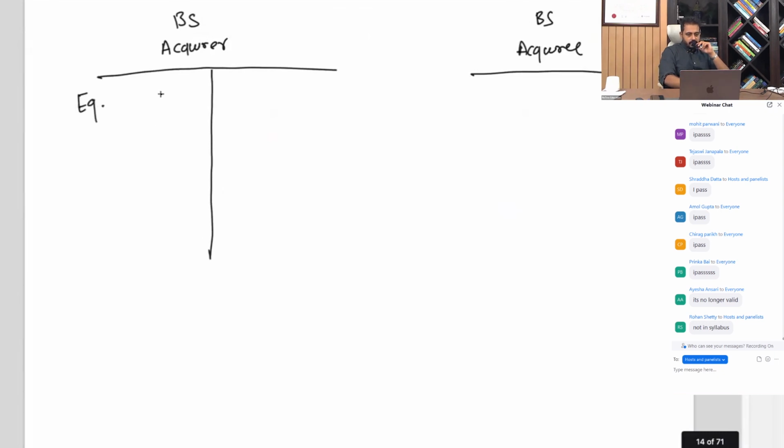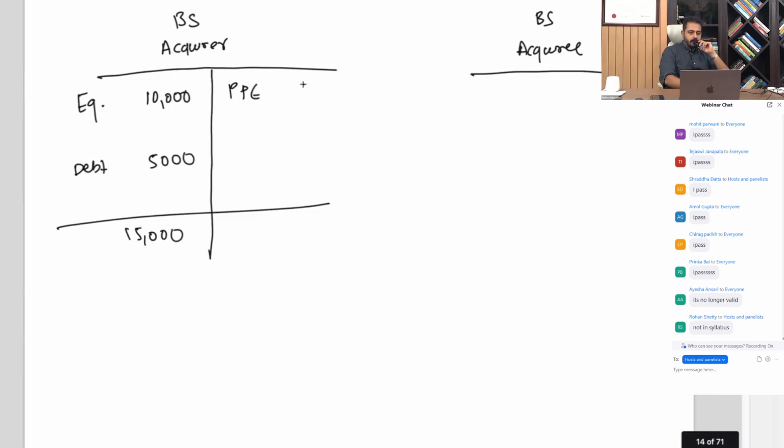So let's throw in some equity. This is a larger company, so I'll put an equity of 1000, debt of 5000, 15,000. Let's create PP of 5,000 and let's have a lot of cash on the book, 10,000. All right, so this is starting at 15,000.